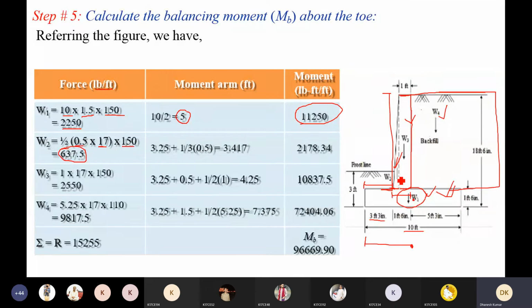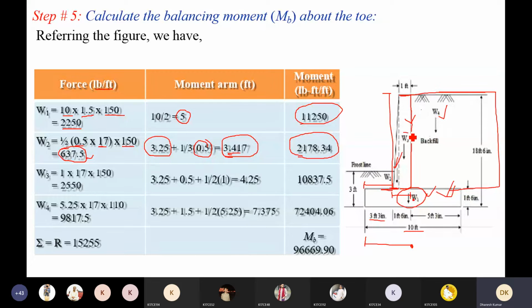And again this small portion is 0.5 inches. For the triangular portion, the centroid is at one third, that is 0.5 divided by 3. So we have 3.25 foot plus 1 by 3 of 0.5. So your total moment arm from the toe comes out to be 3.417. And again we are multiplying this moment arm with this force. The total moment comes out to be 2178.34 pound foot per foot.